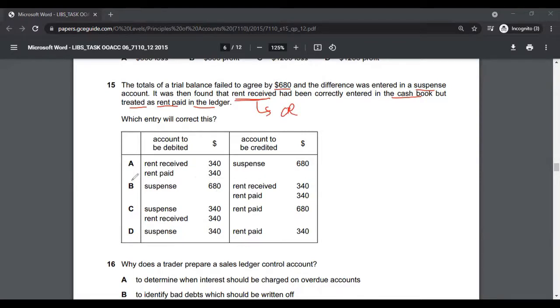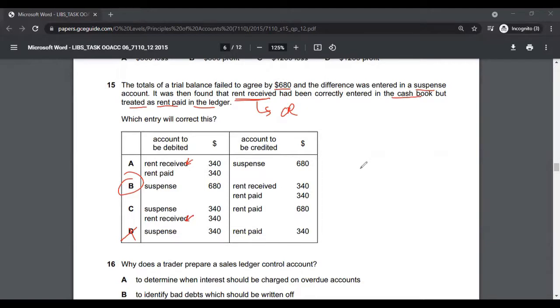It's only this entry, option B. If you see, the rent received should not be debited, because that's an error, and this is an incorrect option. The answer to multiple choice 15 is option B. If you just know a part of the entry, you can actually get this multiple choice right.